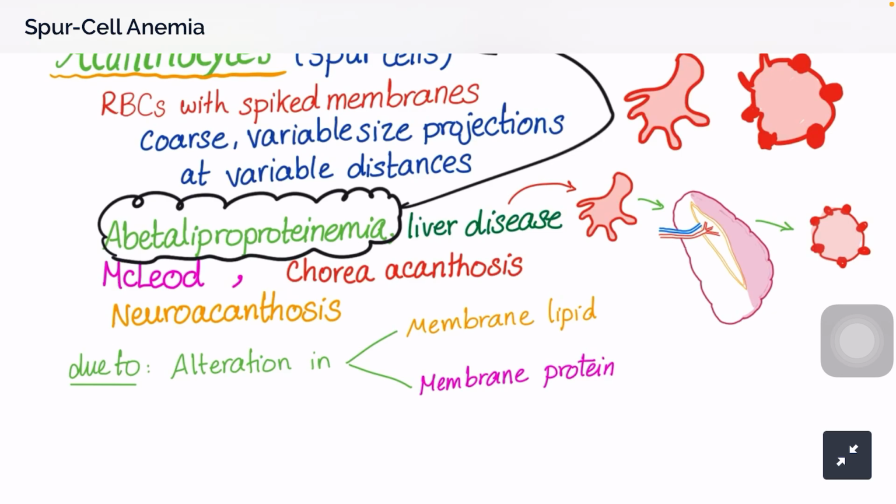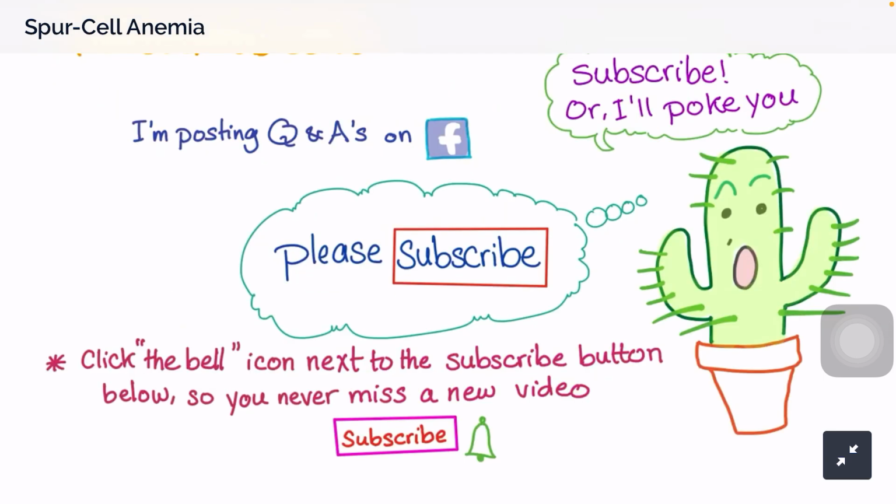What is the pathogenesis of these cells? Alteration in membrane lipid or membrane protein of the red blood cell. Sometimes in cases of severe liver disease, these acanthocytes will go to the spleen. The spleen will try to make them more round, more circular, and this is called spheroacanthocytosis.